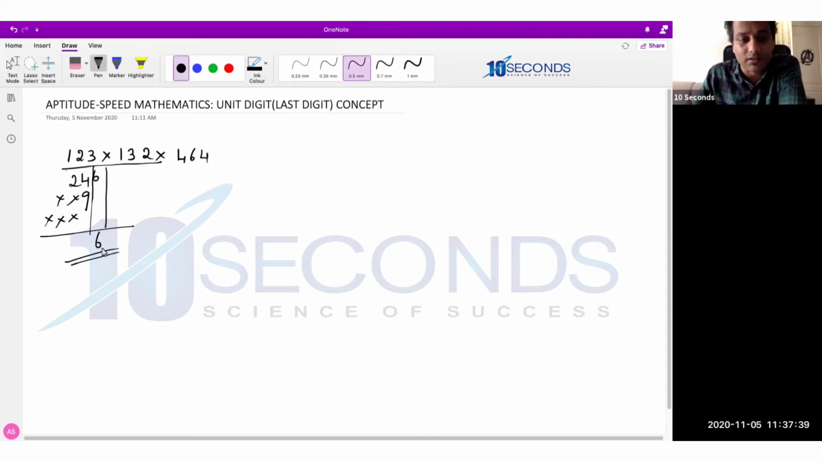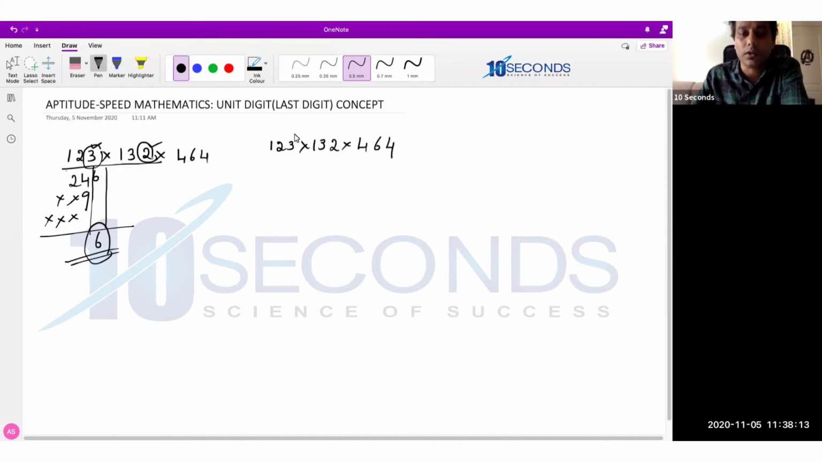To get this 6, we need 3, and we also need 2. Any other digits required? Obviously not. We need the last digit of the first number and the last digit of the second number. That is 3 into 2, 6. So 123 into 132 ends with 6, and 3 into 2 ends with 6, isn't it?